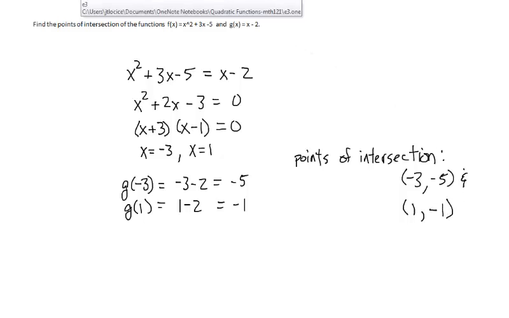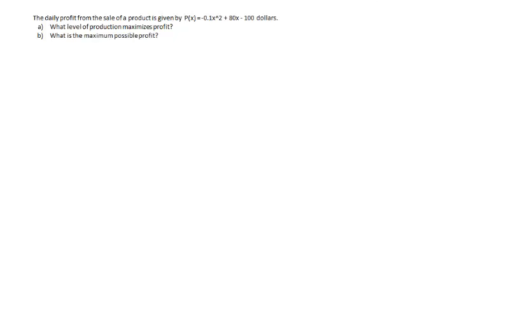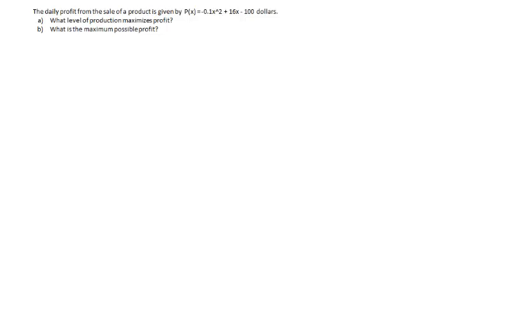And the last example is an application problem. So it says the daily profit from the sale of a product is given by P of x is equal to -0.01 x squared plus 16x minus 100, and it wants us to find what level of production maximizes profit and what is the maximum possible profit. So for part A, we need to find the x value of our vertex. So x is equal to -b, and in this case b is 16, so we have -16 divided by 2 times a, which is -0.01.